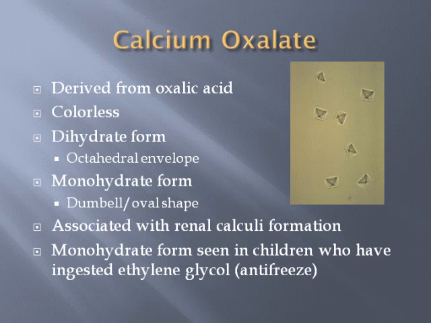Calcium oxalate are probably the most easily distinguished. They look like an envelope. They are derived from oxalic acid. They are colorless. The dihydrate form is an octahedral envelope. The monohydrate form is a dumbbell or an oval shape. They're associated with renal calculi formation. And also the monohydrate form is seen in children who have ingested ethylene glycol or antifreeze.